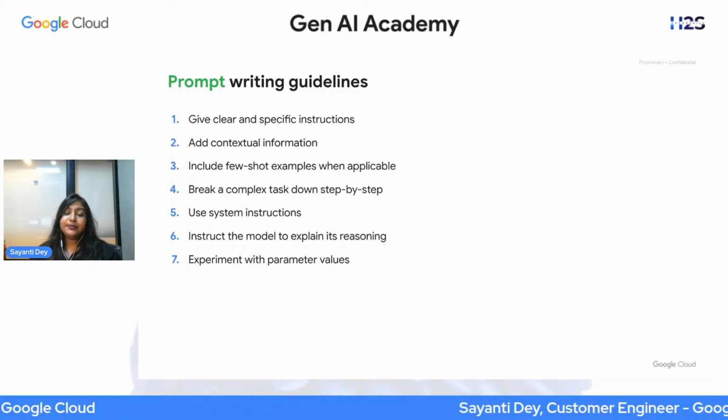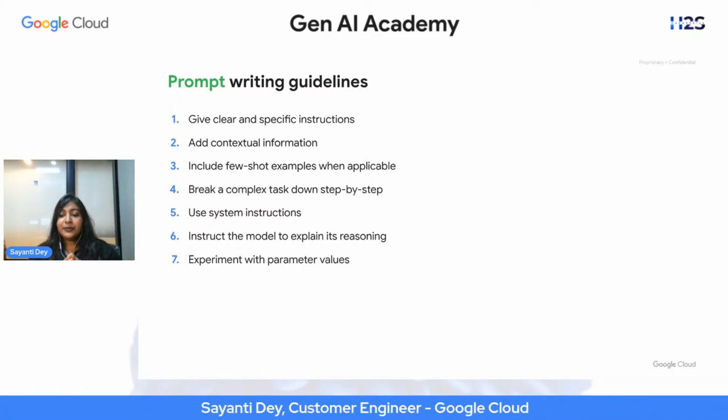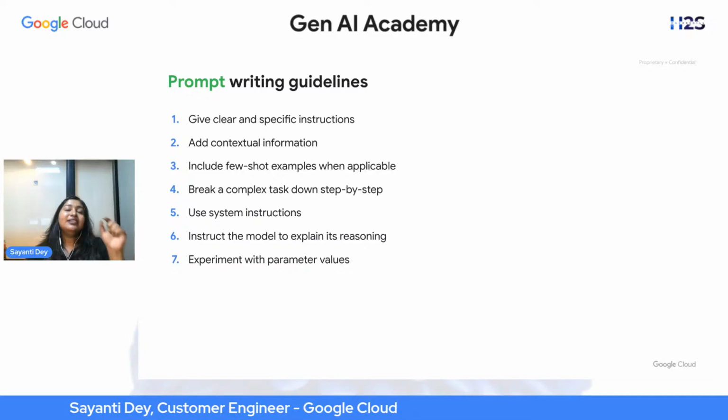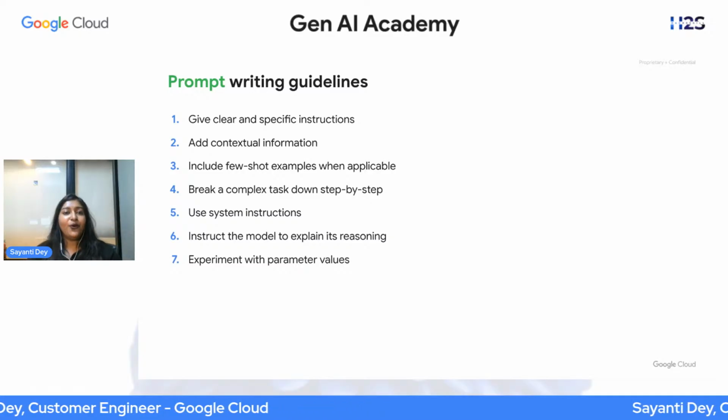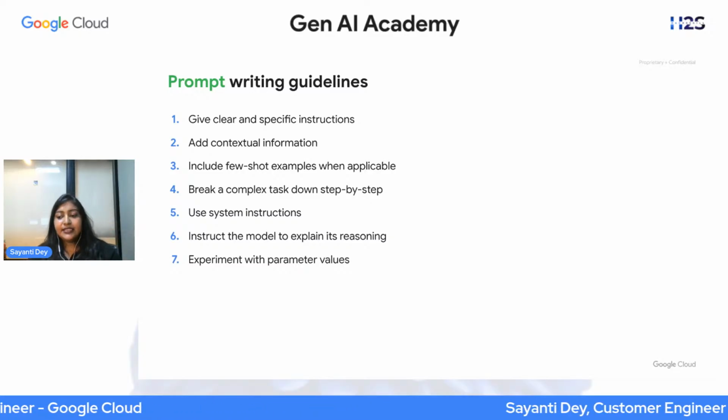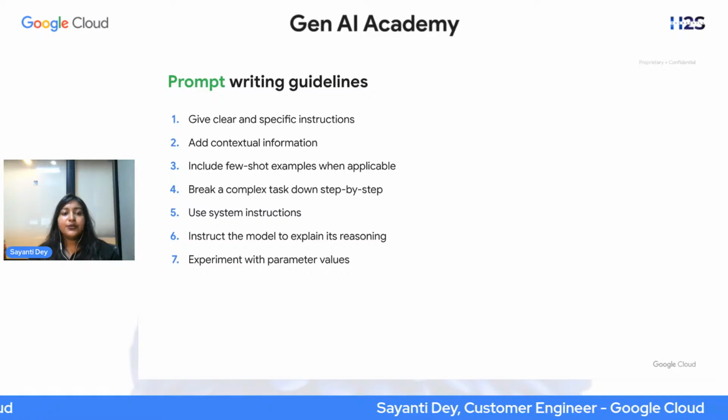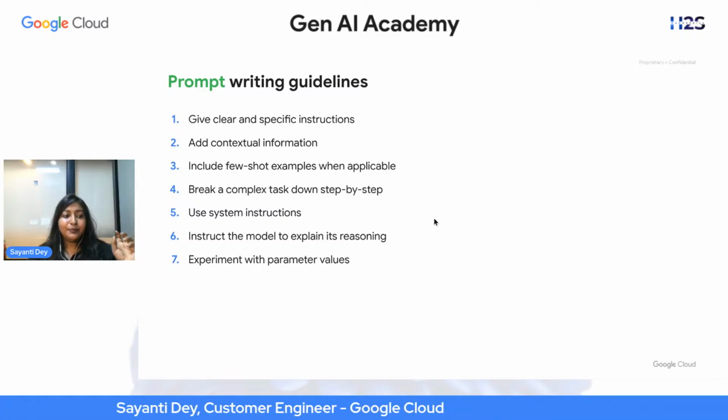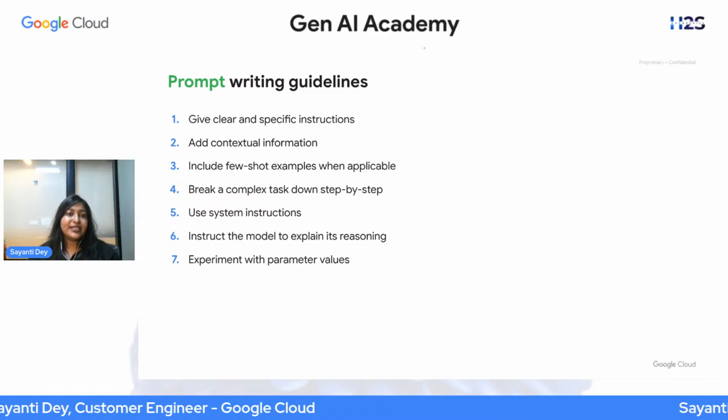And lastly, experiment with parameter values. It will, because there is not a specific number that works for all. It will depend on the task, the requirement you have. So I'd suggest experimenting with the parameter values and finding the best set for your use case.